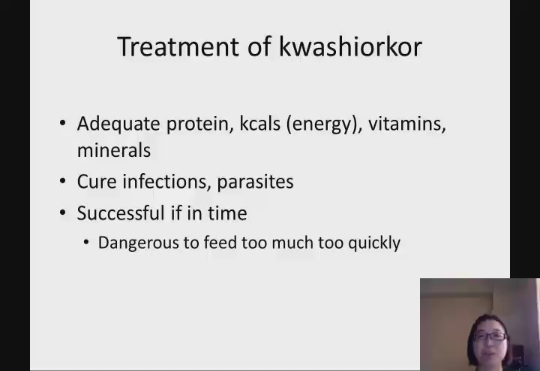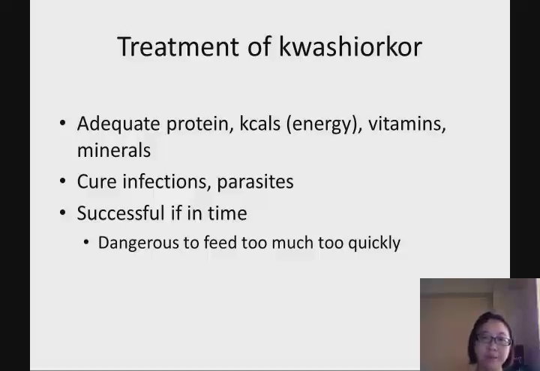Okay, so what is the treatment for kwashiorkor? Again, they did not get an adequate amount of protein, so you're going to give them an adequate amount of protein. Of course, when you give them protein, you also need to make sure you give them adequate calorie intake, because without adequate calories, the body is going to break down the protein to be used as energy or carbohydrate.